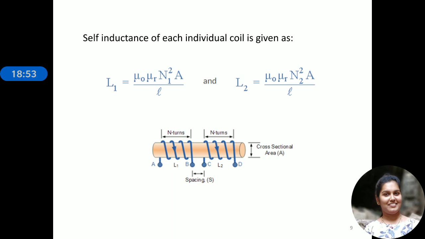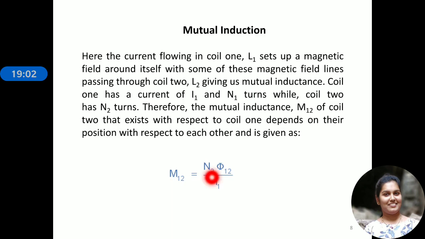coil due to coil 1 depends on their position with respect to each other, and it is given by this expression, that is M12 is equal to N2 phi 12 by I1. Okay, so here you can observe that I have written M12. Why M12? Because of the first coil, an EMF is induced in the second coil. So this mutual inductance is because of the first coil. That is why I have written M12.